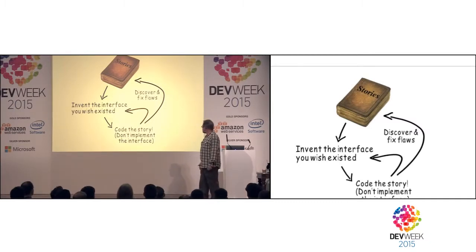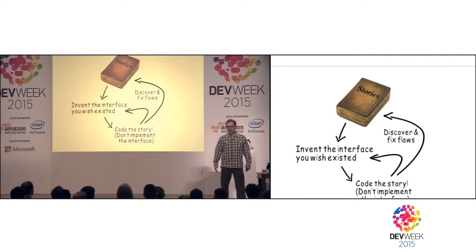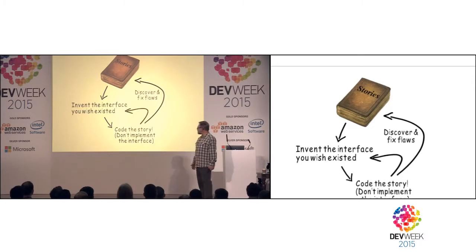So we start with a story. Next thing we do is we invent the interface that we wish existed. We invent an interface that we can code to in order to implement that story. And it will be wrong, I can guarantee it. So we start coding the story to this interface, and in the process of doing that, we will discover and fix flaws both in the interface and in the story.